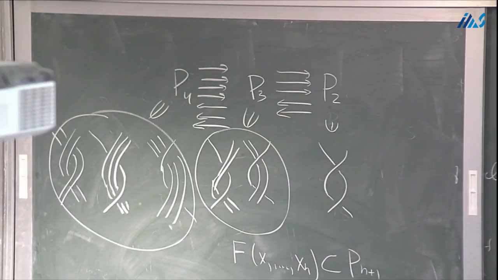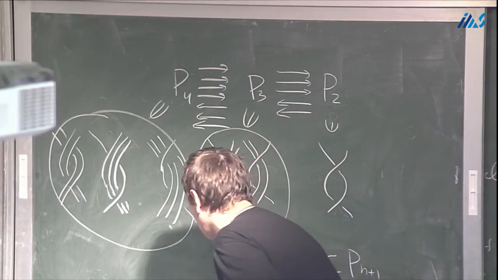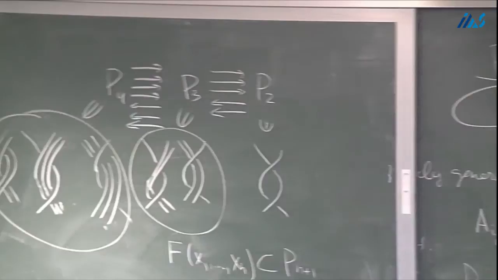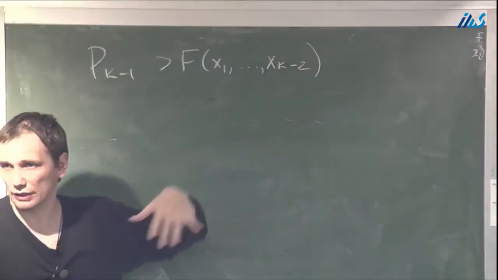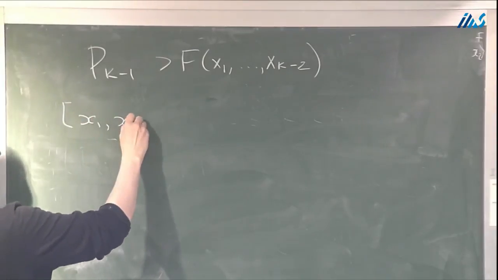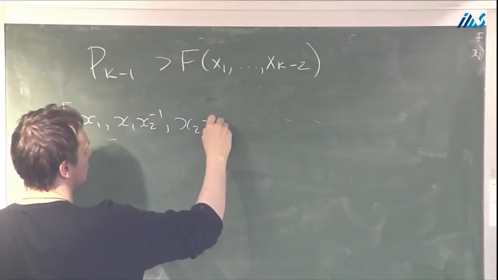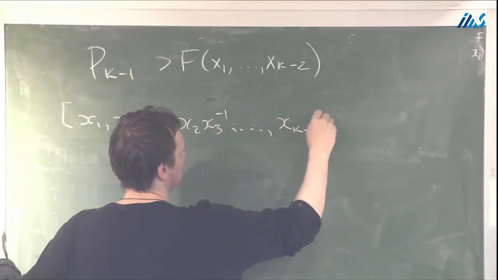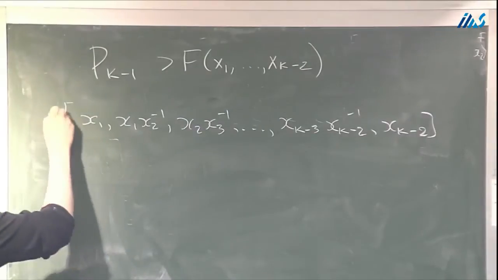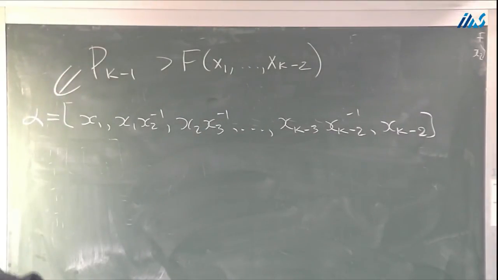Now what we do is the following. Since we start with our k-dimensional sphere, we consider P_{k-1} and a free group of rank k minus 2, where generators are given as couplings. Now we take the following strange commutator: [x1, [x1, x2^{-1}], [x2, x3^{-1}], and so on, [x_{k-3}, x_{k-2}^{-1}], x_{k-2}]. This is our element alpha, which gives us some very, very complicated braid.